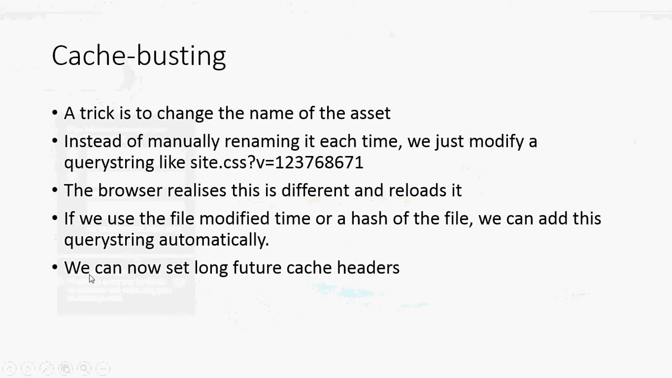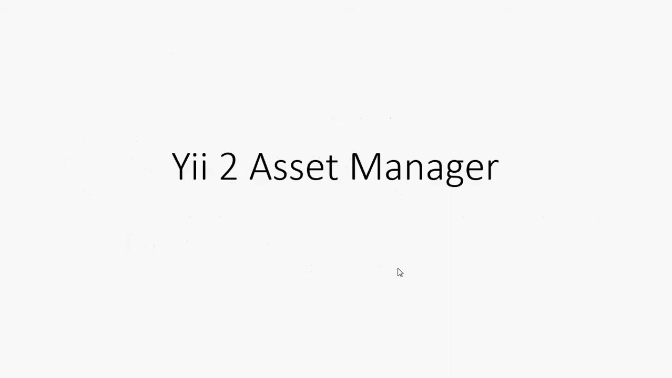So by doing that, we can set long future cache headers. We can set 1 year, it's not normally longer, set 1 year of cache, and then using the cache busting, we can get the browser to reload it. So that brings us then to our Yii 2 Asset Manager.